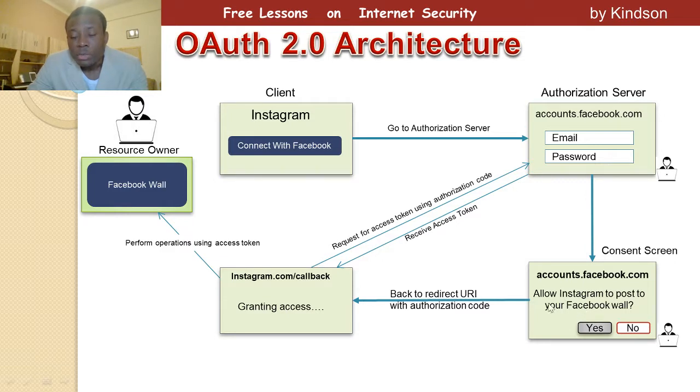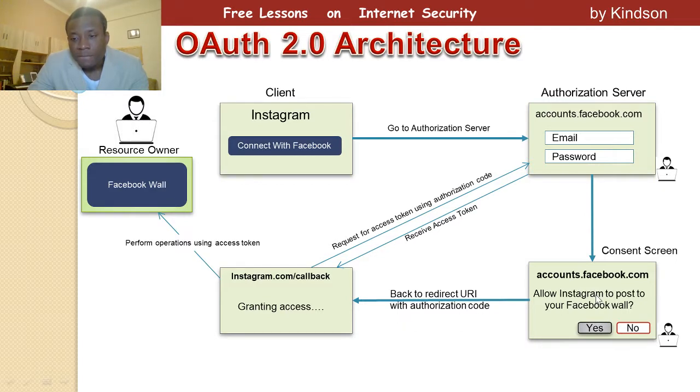It's not that it's requesting to have full access, but it requests to have access to perform certain operations. In this case, Instagram is asking to post items or posts to your Facebook wall. So this consent screen is generated by the authorization server and displayed to the resource owner, which is you. Alright, from there you click yes. Let's just assume you click yes, you want to connect to Instagram with Facebook.